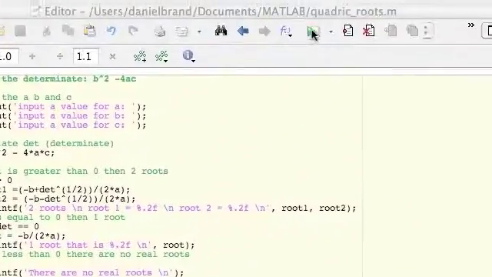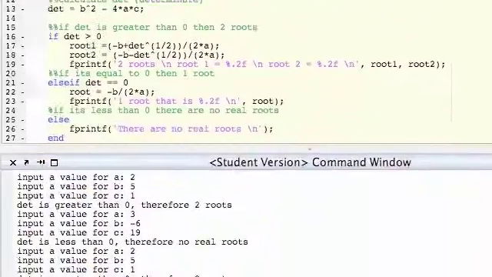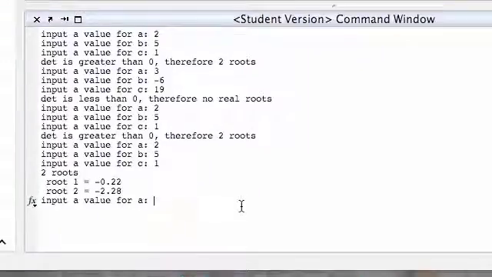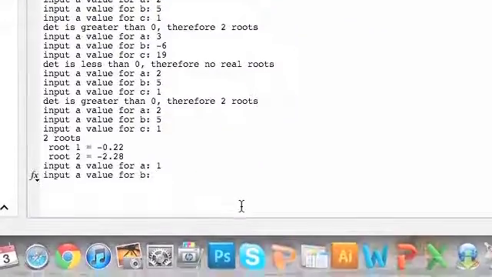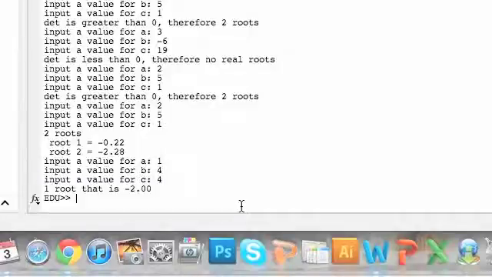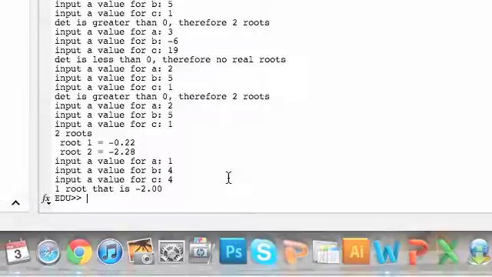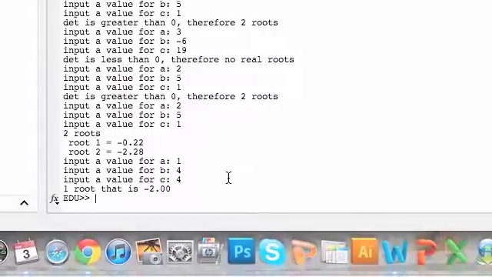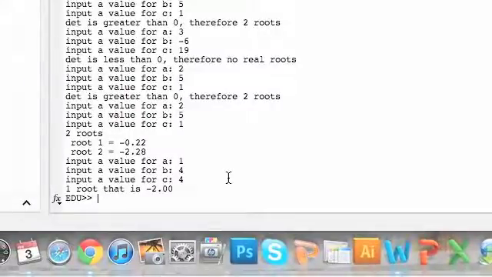I'll try to do another one that's like a perfect square. So we have a equals 1, b equals 4 and c equals 4. There's one root and it's negative 2. Okay? Good.